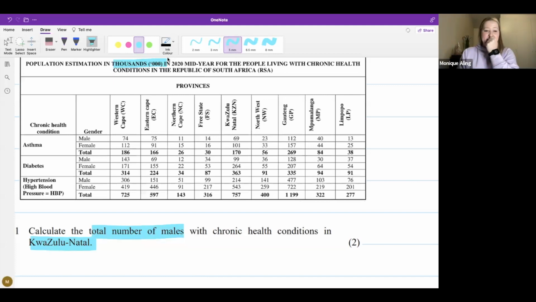Okay, now keep in mind, they're not just talking about asthma. They said with chronic health conditions. So they're talking about all three. How many males have asthma, diabetes, hypertension, not just the asthma? Tando, how did you get that answer?